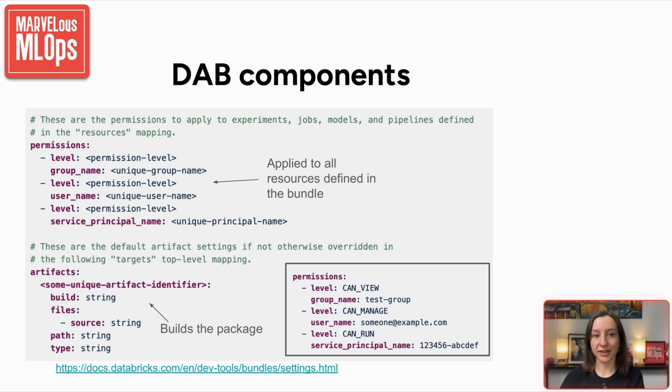And then we have the artifacts section. The artifacts section defines how your job dependencies are packaged and deployed. Each artifact gets a unique identifier, and the build defines the build process, and the files point to the source files. You can also specify where these files should go and what type they are. This is especially useful for packaging custom code, libraries, or configurations alongside your job.